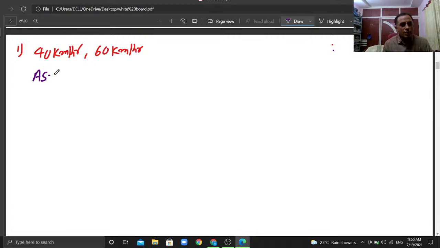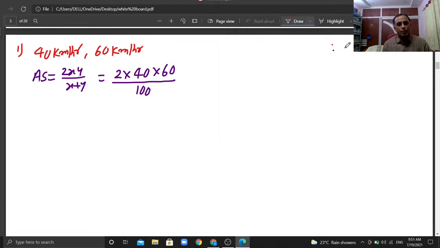House to office and office to house. In both cases, the distance is the same. If a person traveled two equal distances at x kilometer per hour and y kilometer per hour, the average speed is equal to 2xy by x plus y. So 2 into x value 40 and y value 60. 2 into 40 into 60 by, what is x plus y? What is 40 plus 60? 100. So by 100.